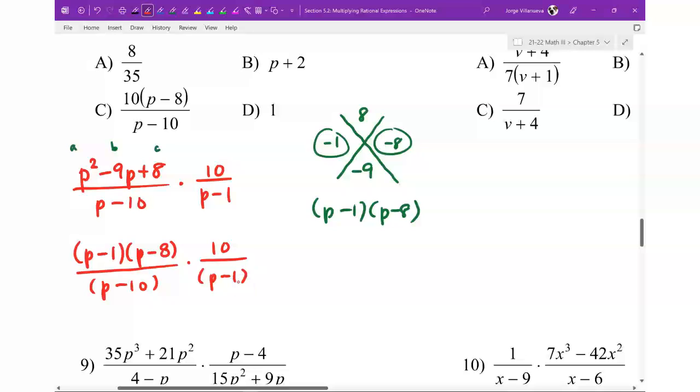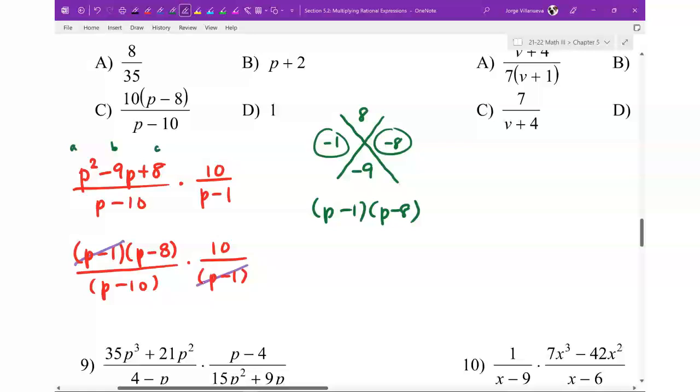You'll notice I like putting parentheses around my binomials. It's just a habit for me. It makes it easier for me to say this is together and this is together, etc. You don't have to do it, but I just do it out of habit. So what can I cancel? P minus 1, right? This one with that one.